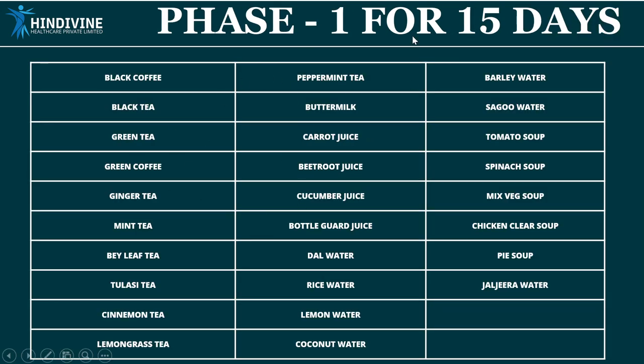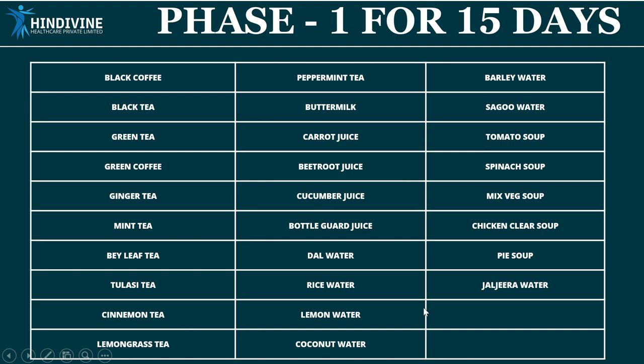For phase 1, where there is a clear liquid diet, there are these 35 options the patient can take, like black coffee, black tea, green coffee, ginger tea, mint tea, tulsi tea, lemongrass tea, peppermint tea, buttermilk, and juices like vegetable juices, carrot juice, beetroot juice, cucumber juice, bottle gourd juice, dal water, rice water, lemon water, coconut water, jaljeera water, soups, clear soup, spinach soup, tomato soup, all these are clear.